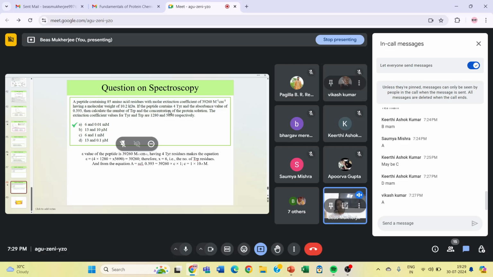So you already know absorbance. You know the molar extinction coefficient now. So then what do you do? You just divide, and then that is 1 centimeter this side. It gets cancelled because the molar extinction coefficient already has centimeter inverse as its unit, and so you get 1 into 10 to the power minus 5 molar, which is equal to 0.01 millimolar. Okay.